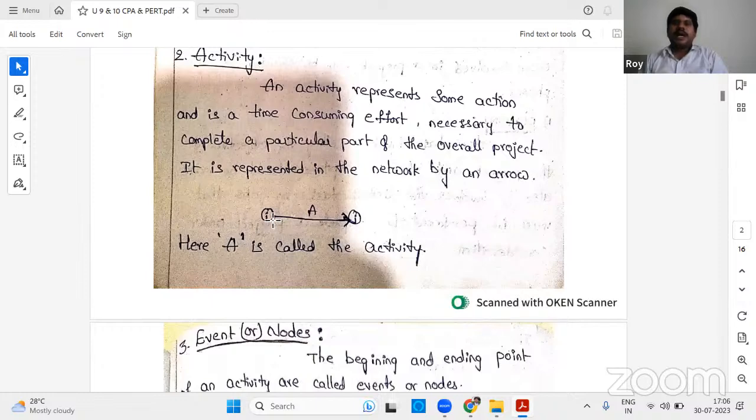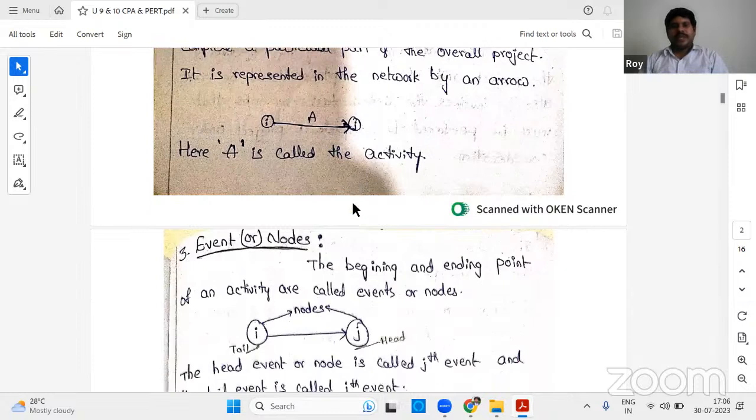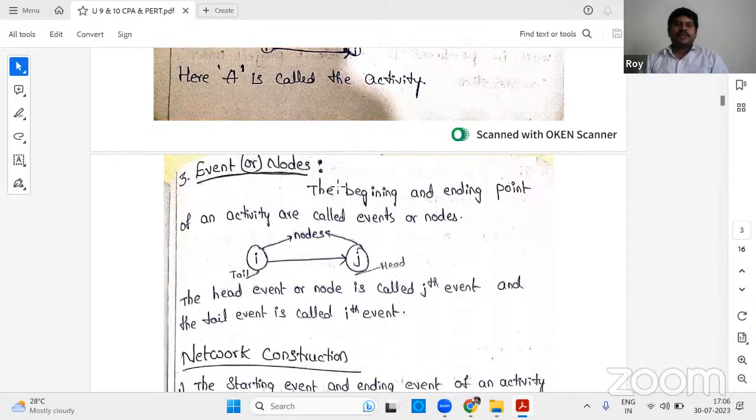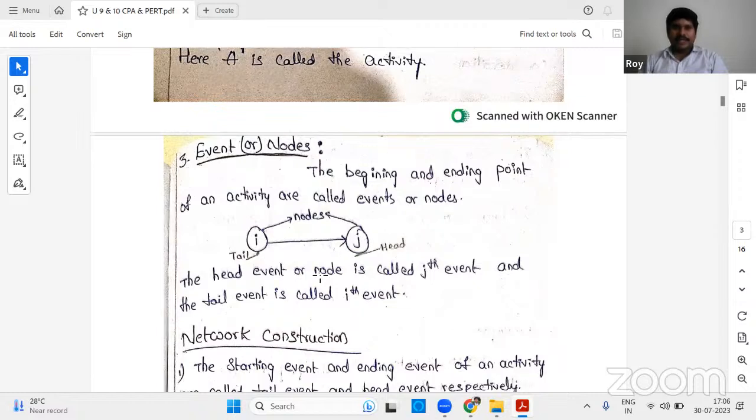Now, if you see this, I to J, this is an activity, one activity. Now, here you need to understand: the beginning and the ending point of an activity are called events or nodes. The head event is called the jth event, and the tail event is called the ith event. This is the head event, this is the tail event. That means the tail is where the activity begins first. These two are the nodes.